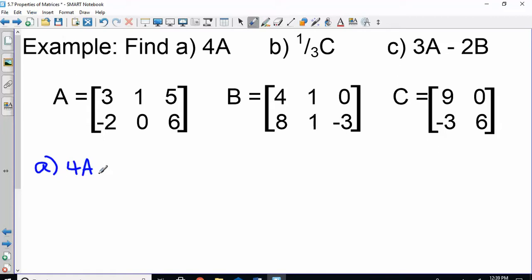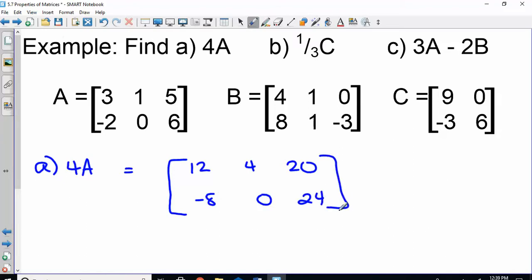So the first thing I'm going to ask you to find is 4A. What do you think that means? You take everything in A and multiply it by 4. So every single entry. So that gives us 12, 4, 20, negative 8, 0, 24.